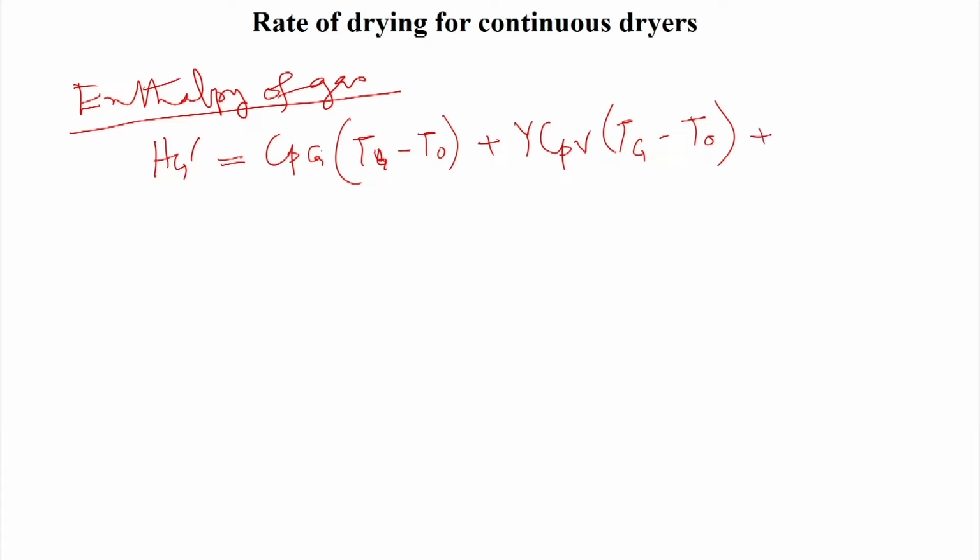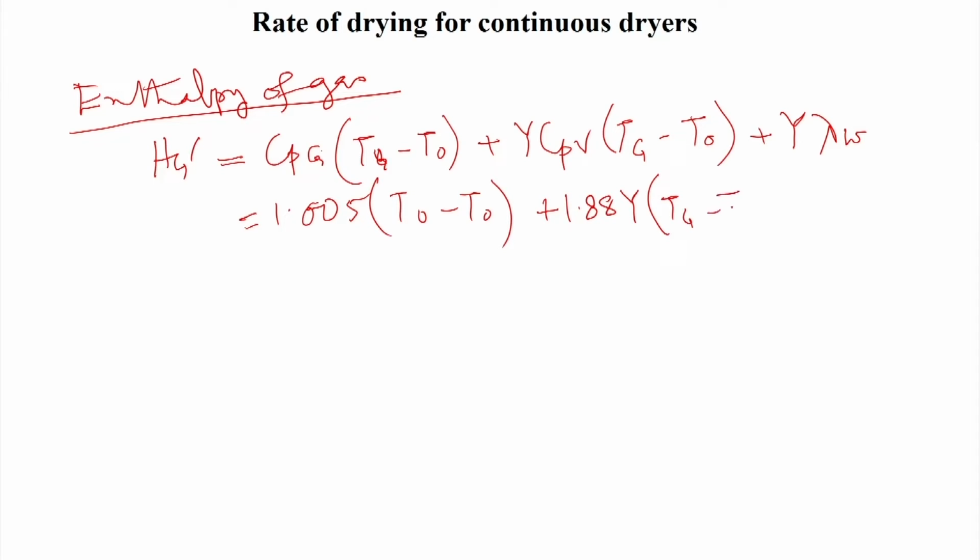The enthalpy of gas, Hg prime, is equal to Cpg into (Tg minus T0) plus y into Cpv into (Tg minus T0) plus y into lambda w. Here Cpg is equal to 1.005 into (Tg minus T0), and Cpv is 1.88 into y into (Tg minus T0), plus y into lambda, that is y into 2500.